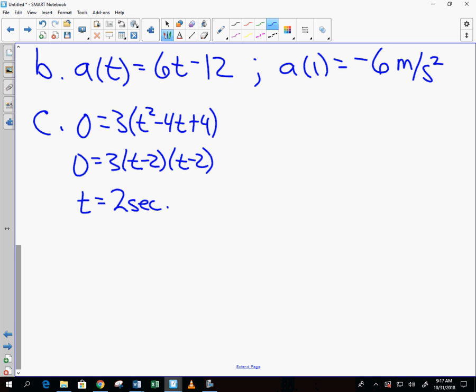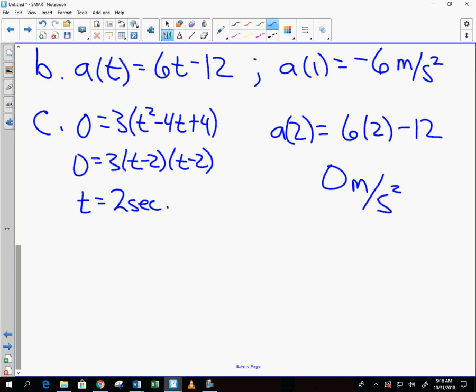Did I answer the question? What is the question asking for? How do I then determine the acceleration? So A of 2 is equal to 6 times 2 minus 12, or 0 meters per second squared. So it turns out that when the function has a velocity of 0 at this point, it also has an acceleration of 0, which is not always the case.